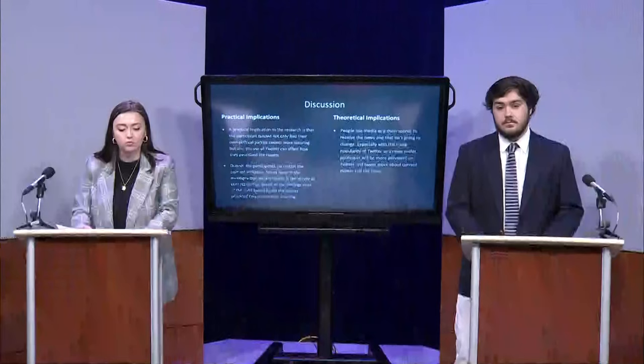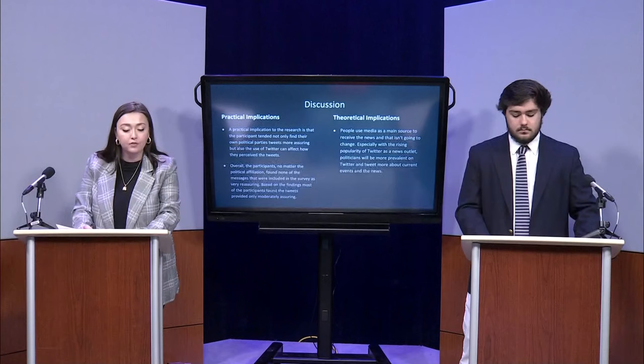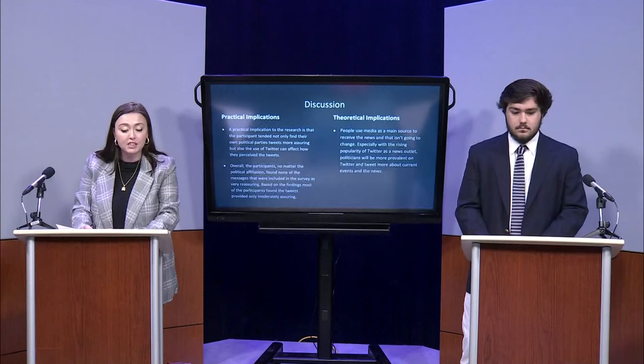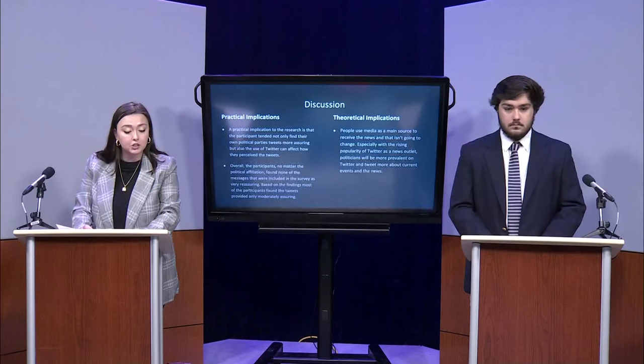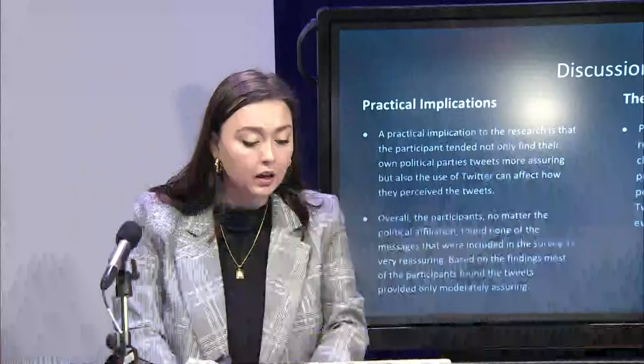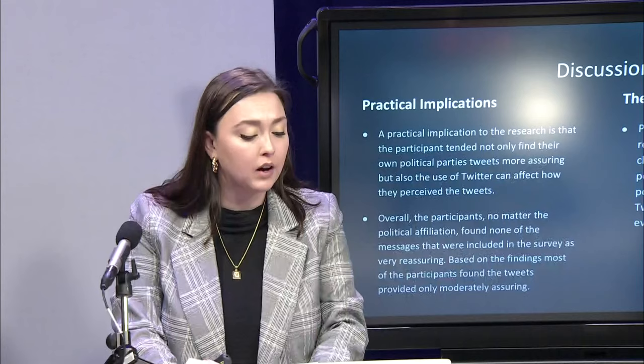A practical implication of this research is that the participant tended to find their own political party's tweets more assuring, which confirms that the participants' preconceived biases of politicians are a factor in determining their own assurance levels. Overall, the participants, no matter their political affiliation, found none of the messages included in the survey as very reassuring. Based on the findings, most of the participants found the tweets provided only moderately assuring.